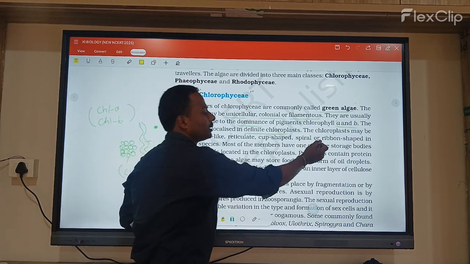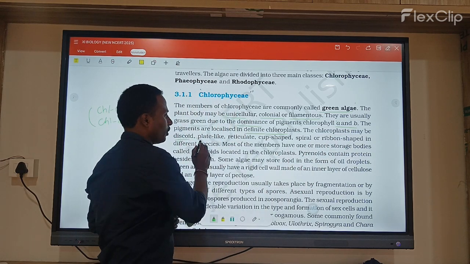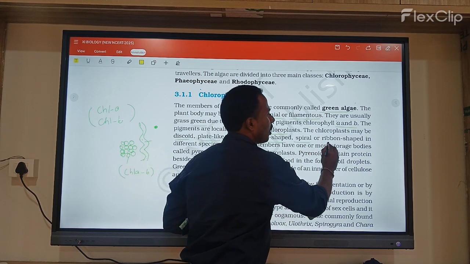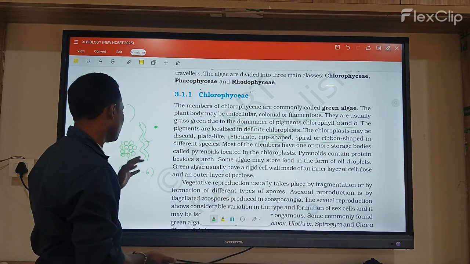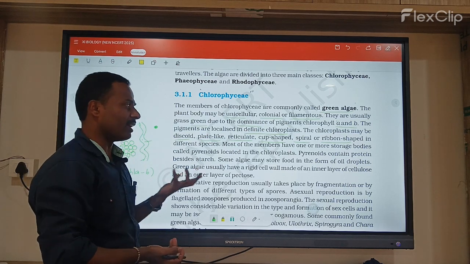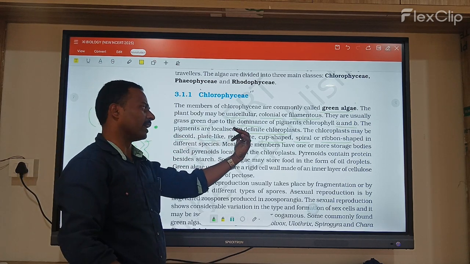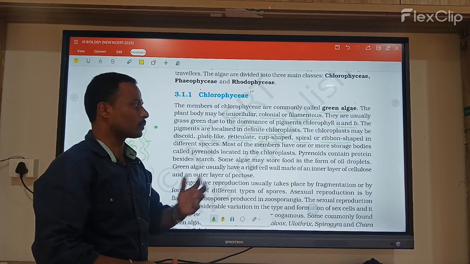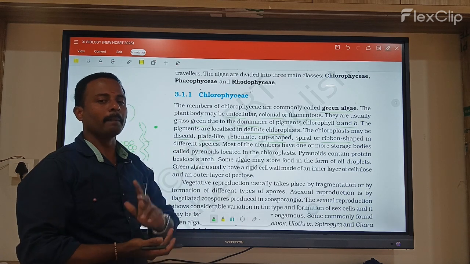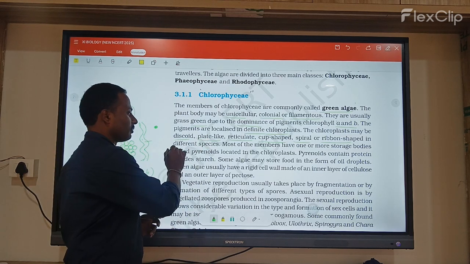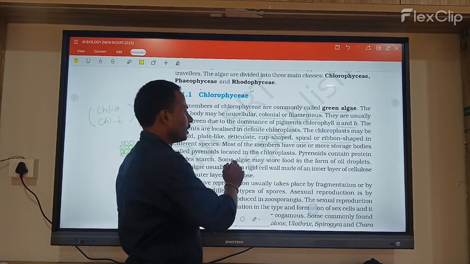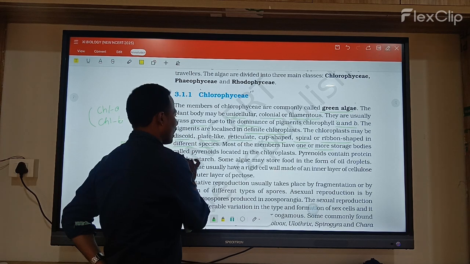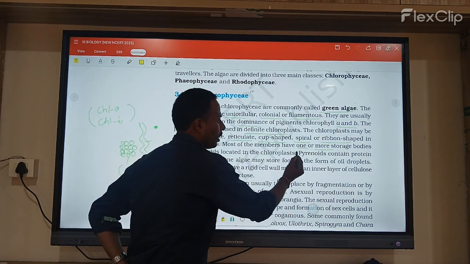The chloroplast may be discoid, plate-like, reticulate, cup-shaped, spherical or ribbon-shaped. The chlorophyll pigments are present in different shapes, such as discoid, plate-like, reticulate, ribbon-shaped, cup-like or spirally arranged structures, noticed in different species. Next, most of the members have one or more storage bodies called pyrenoids, located on the chloroplast.